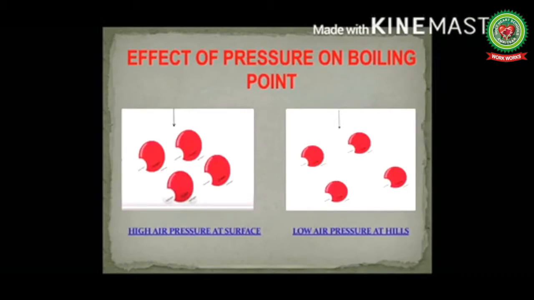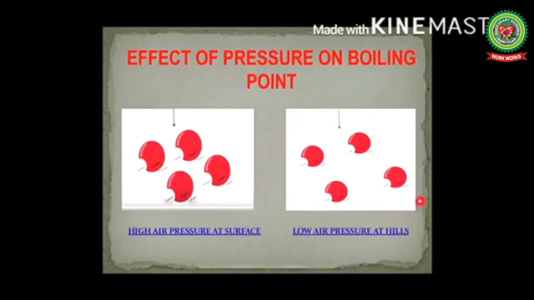Now, when water is at the surface of earth, these intermolecular spaces are less. That means molecules are very close to each other. We need to give a large amount of energy to these molecules so that water can reach its boiling point, these molecules can get away from each other and be converted into steam. Fine. At hill stations, let us take example of hill stations.